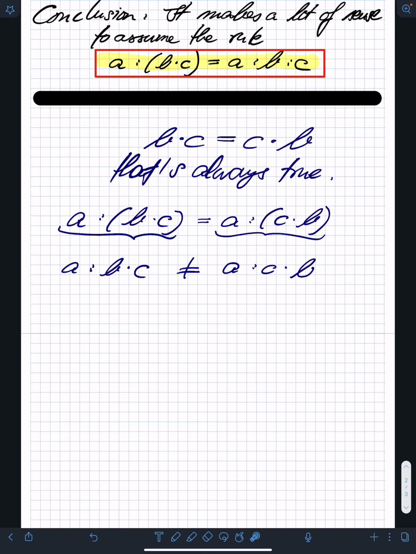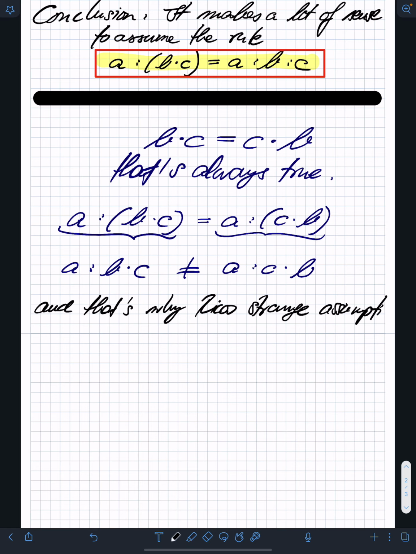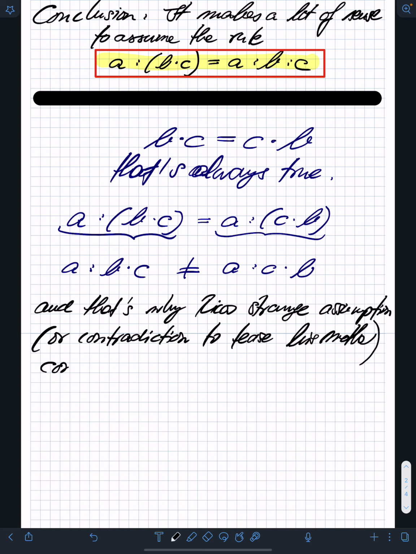Okay? Yeah. So, and that's why Rico's strange assumption or contradiction to tease his mother cannot be correct. Yeah. Okay. And I guess that's it.